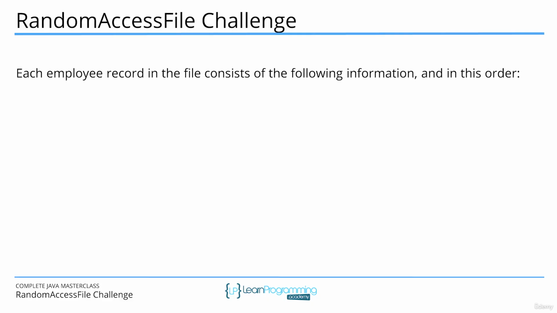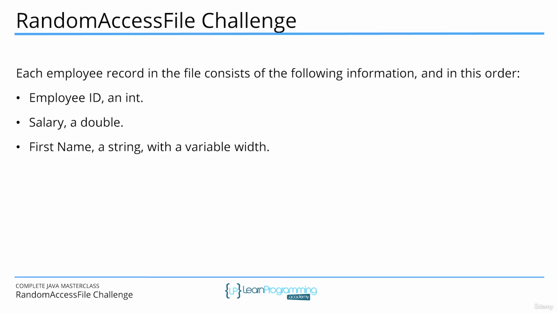Each employee record in the file consists of the following information and in this order: employee ID, an int; salary, a double; first name, a string with a variable width; last name, also a variable width string.